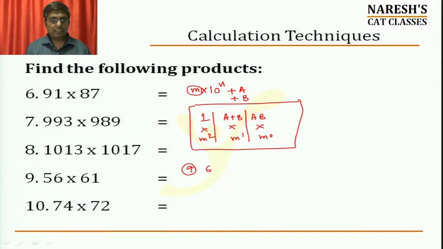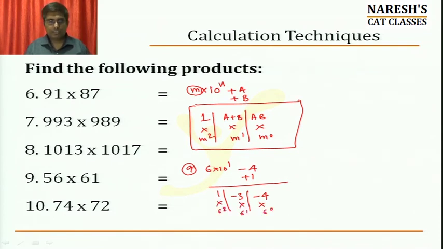Which is nothing but 6 into 10 power of 1, which is 60, minus 4, plus 1. What happens? Same 1, a plus b: minus 4 plus 1 is minus 3, and minus 4 into 1 will be minus 4. So, into 6 power of 0, into 6 power of 1 and into 6 square. Automatically, what are the terms that you get? You will get 36, minus 18 and minus 4. This is what you get.